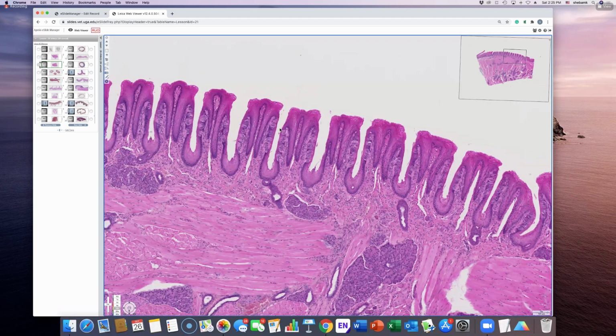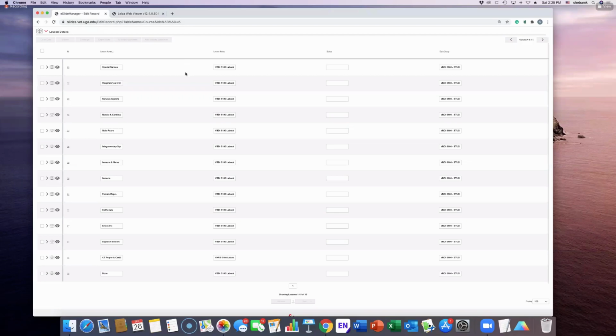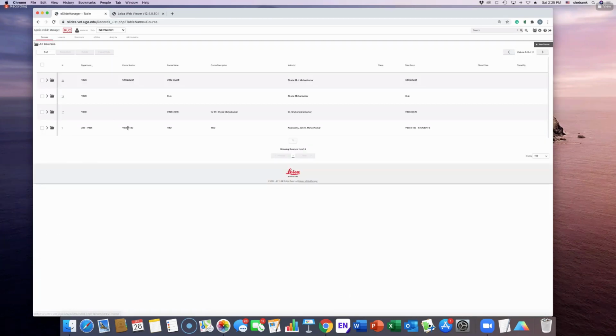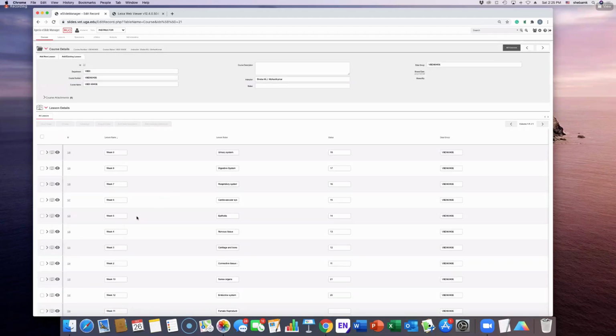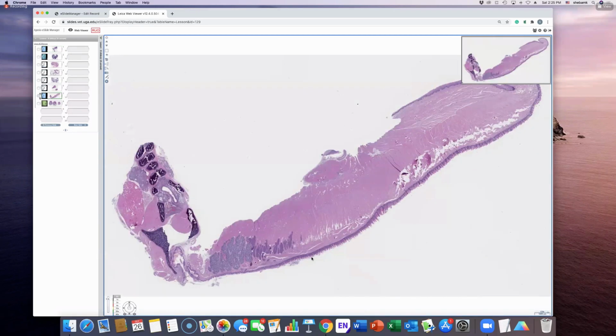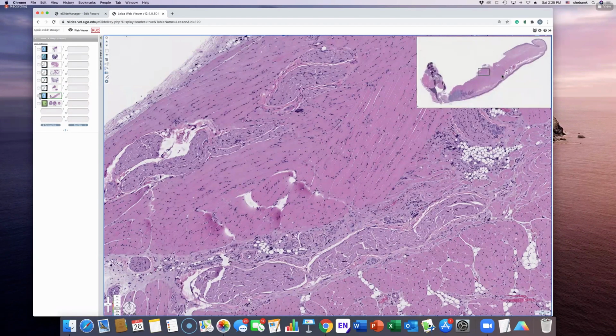If I have to show you a filiform papillae example, wait, let me see. Filiform papillae, where are you? Digestive system. Just for you to get an idea, okay? So this is how a filiform papilla looks.